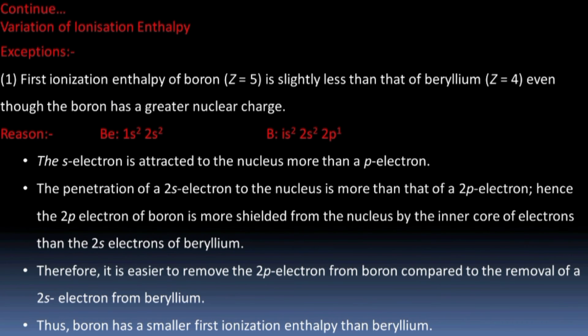Hence the 2p electron of boron is more shielded from the nucleus by the inner core of electrons than the 2s electrons of beryllium. Therefore, it is easier to remove the 2p electron from boron as compared to the removal of the 2s electron from beryllium. So we can say that boron has smaller first ionization energy than beryllium.